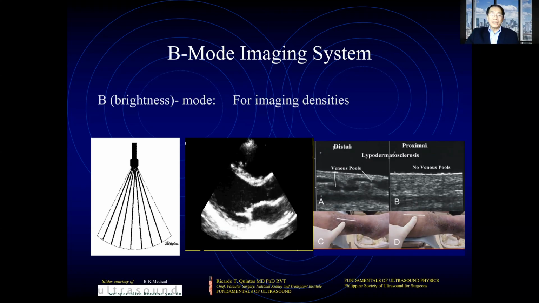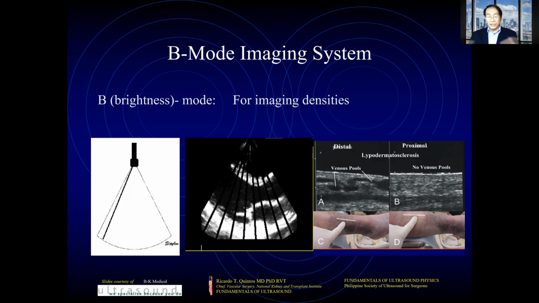So this is the grayscale of the B mode, and the grayscale can have as much as 256 grayscale points of intensities, or even higher, 512 or even higher. The cheaper ones will only have about 128 grayscales, which will not give you very good resolution. But in general, having 256 to 512 different shades of gray is okay.